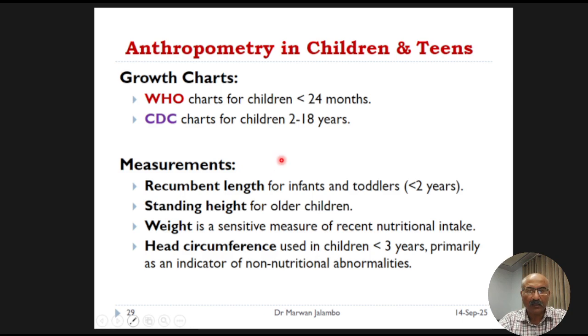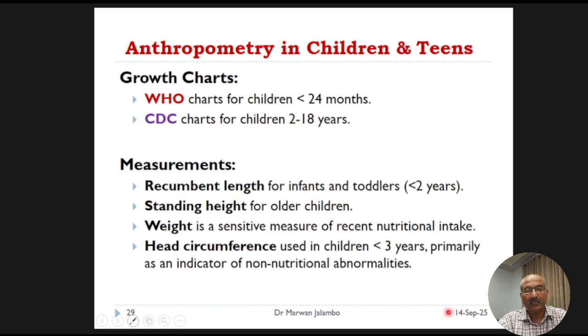For infants and toddlers who cannot stand, we measure the recumbent length using a length board. For older children, we measure standing height with a stadiometer. Weight is a particularly sensitive measure because it reflects more recent nutritional intake. On the other hand, head circumference is routinely measured in children up to 3 years of age, but it is primarily used as an indicator of non-nutritional issues, as undernutrition must be very severe to affect it.